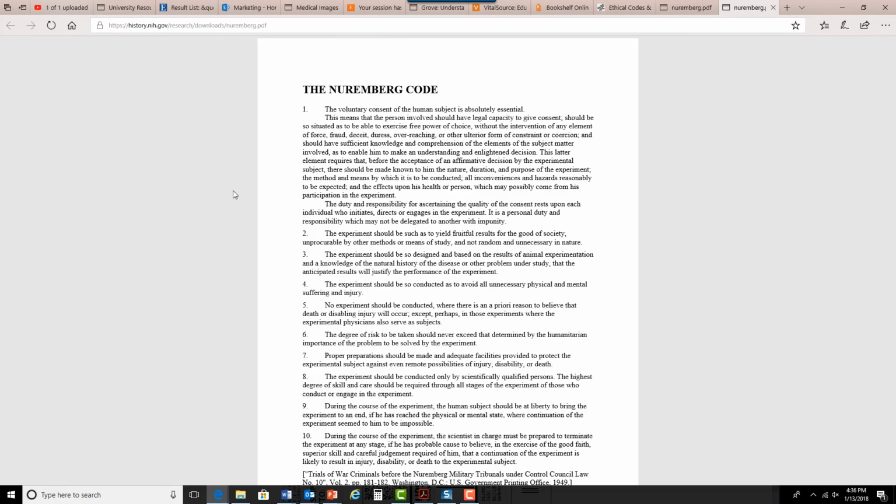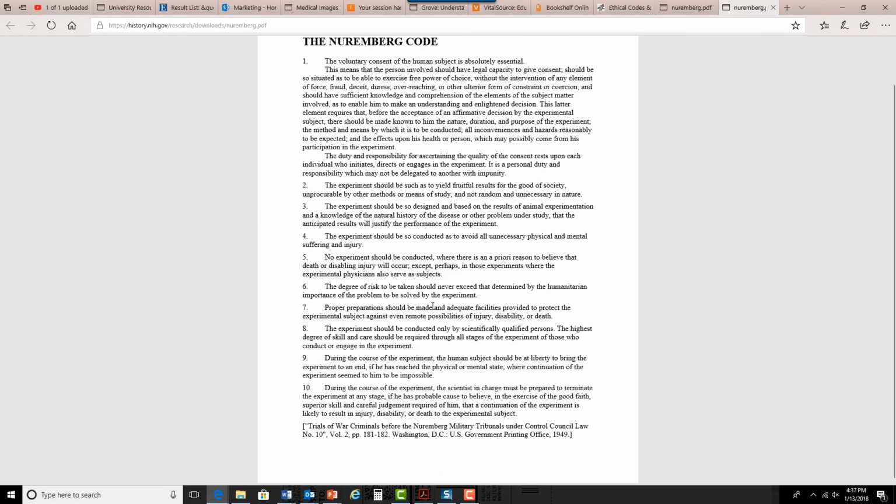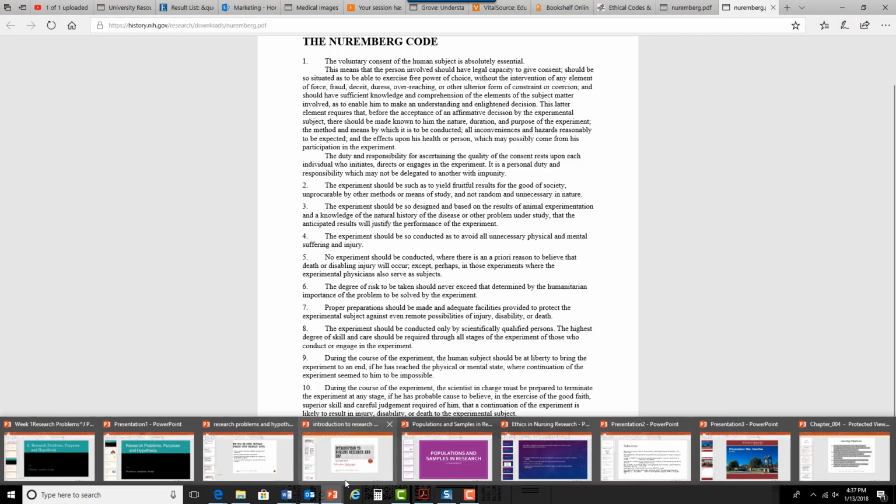Also, a lot of the experiments produced no useful evidence whatsoever. And so, because of this, an experiment has to be able to produce something that will benefit society. And it should be conducted to avoid any physical or mental suffering or injury. And you have to look at the degree of risk and make sure that the degree of risk is worth what the reward would be. And there are other details there that you can look at as well.